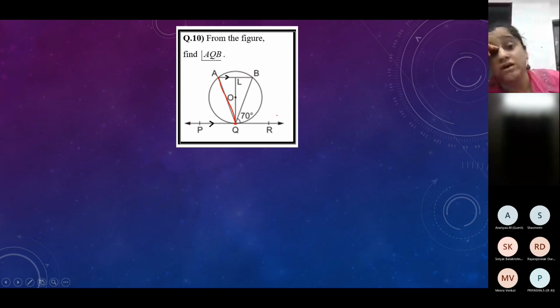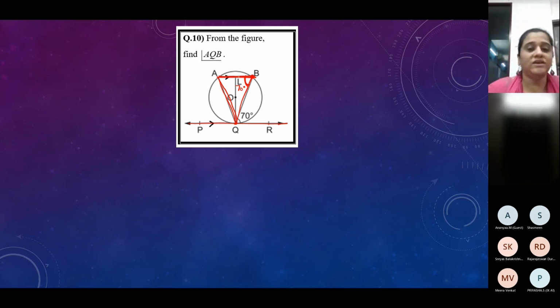Which are the endpoints of the chord? A and Q. Through this endpoint Q, you can see the tangent PR. In fact, Q is the point of contact of the tangent with the circle. So we are considering the chord AQ and the tangent PR. Now the chord AQ subtends the angle ABQ. Join the ends of the chord to B: join A to B, join Q to B. This angle is 70 degrees.